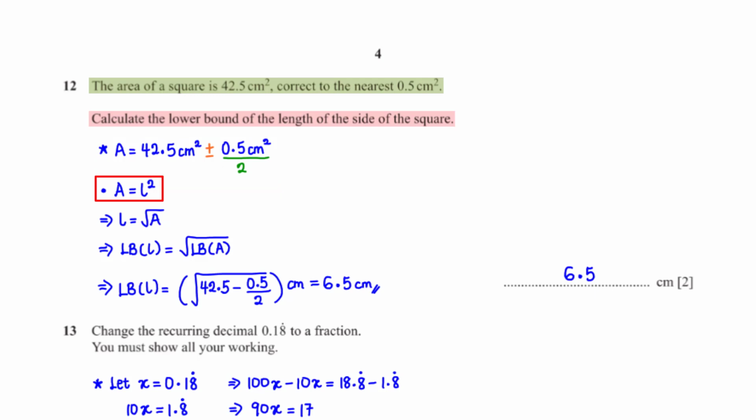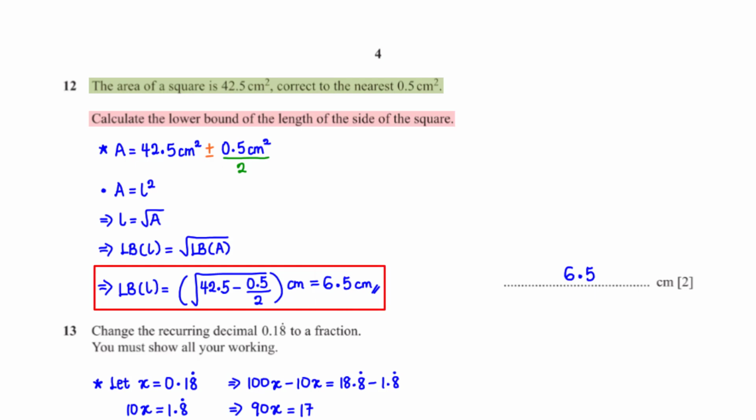Here is the formula for the area of a square. When we make l the subject, this is what we have. So the lower bound of the square's side length would be equal to the square root of the lower bound of the square's area. The lower bound of the square's area is 42.5 minus 0.5 over 2. This gives us 6.5 centimeters.